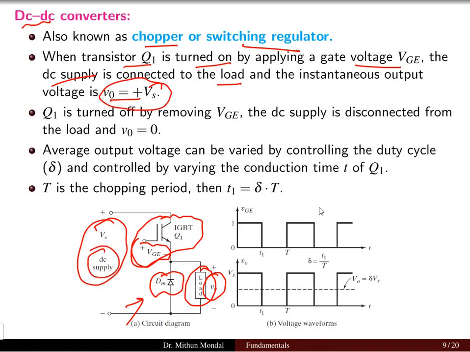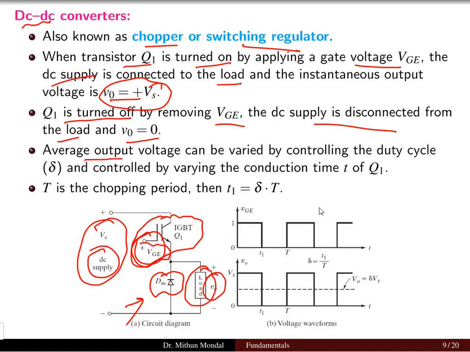The Q1 is turned off by removing the gate emitter voltage. So using the gate, you can turn off this supply, and the DC supply is discontinued from the load and the output voltage will be 0. So if you require the DC voltage, then only the gate will be turned on.